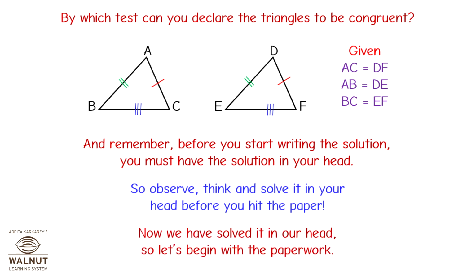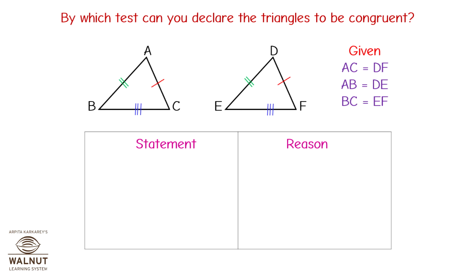Now we have solved it in our head. So let's begin with the paperwork. So we have the diagram and the two columns. The first one is for statement and the second one is for reasons. When you write something in the statement column, you should have a reason for it. In mathematics, we must have a reason for every single thing.